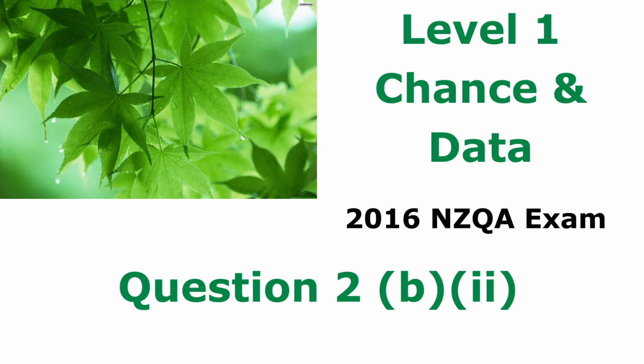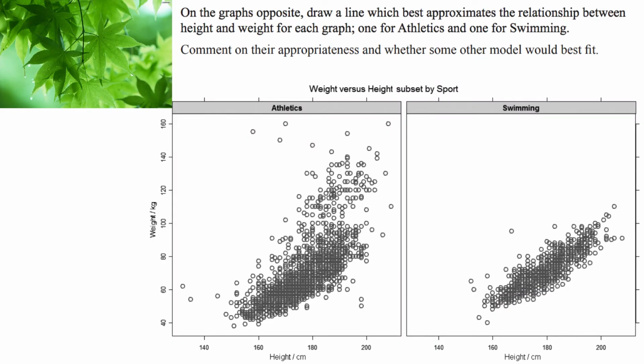Here is question 2b, part 2. So our question is looking at our bivariate graphs, looking at the weights and heights of athletics competitors and swimming competitors. And the question itself talks about, on the graphs themselves, can you draw a line which best approximates the relationship between them? One for athletics, one for swimming.